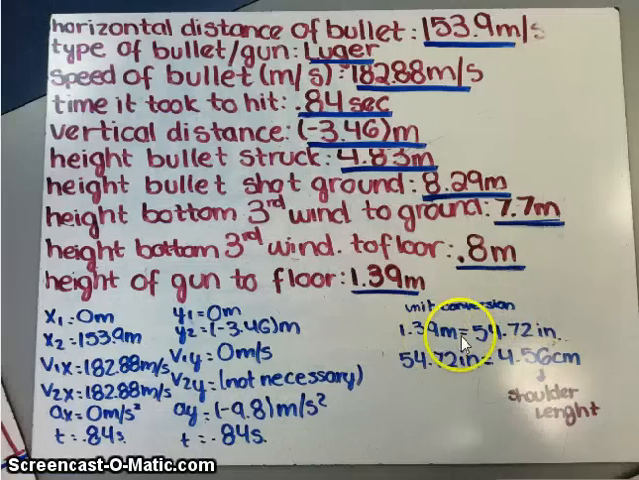And we convert meters into inches, and we get 54.72 inches, and we convert that into feet to get 4.56 feet as the shoulder height. And this means the shooter was not a tall person, so the shooter was Mr. Troncoso.